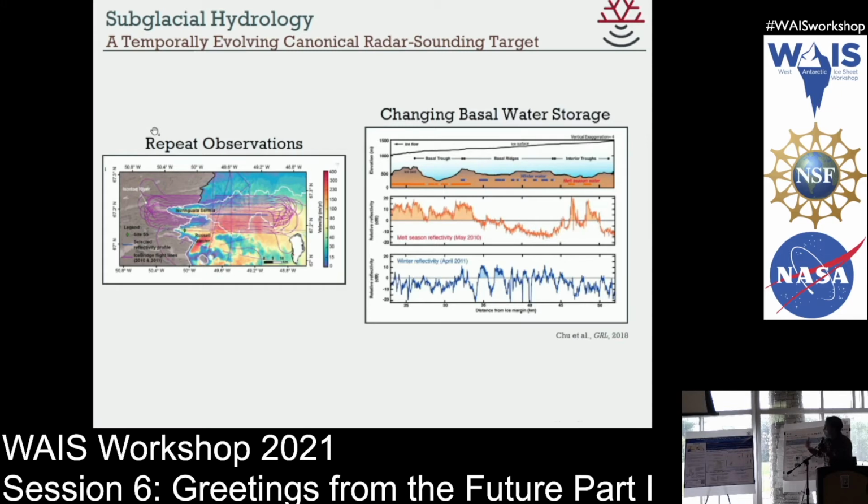Again, on the theme of time series, Winnie Chu's paper showed that on the base of the ice sheet, the difference between winter and summer storage of water, again, expresses itself as a change in reflectivity. Again, you could do this with a drone if it went back, but again, an orbital mission can sort of coolly repeat itself.